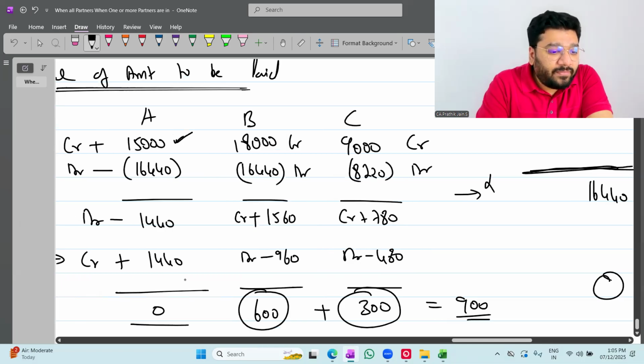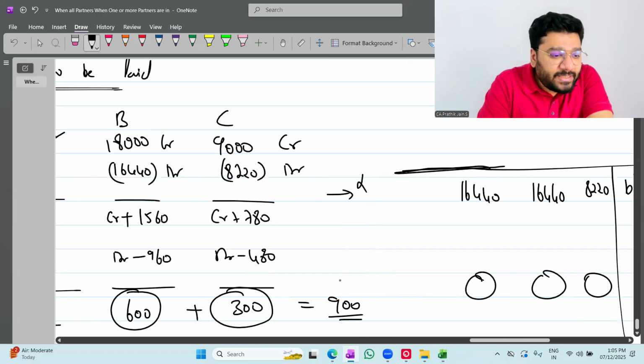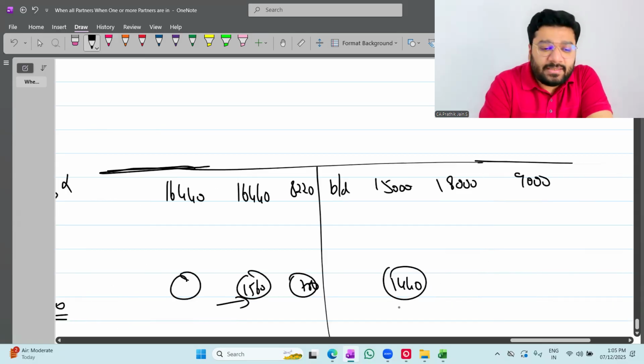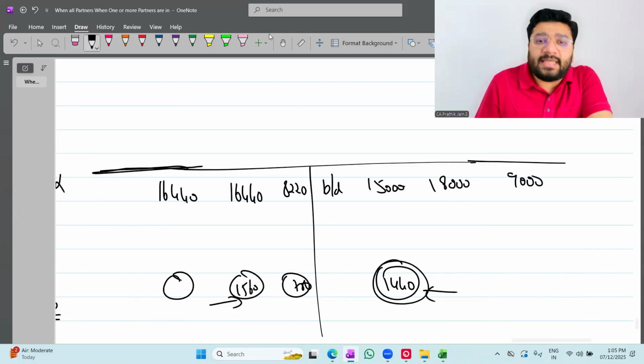A will have a 1440 balance coming here. And for B and C it is going to be 1560 and 780. So this is having a credit balance, and this is having a debit balance. Now A is supposedly insolvent. We have to assume A is insolvent.